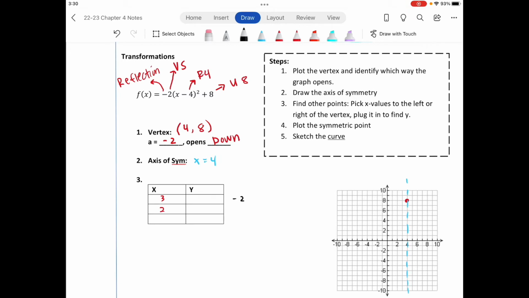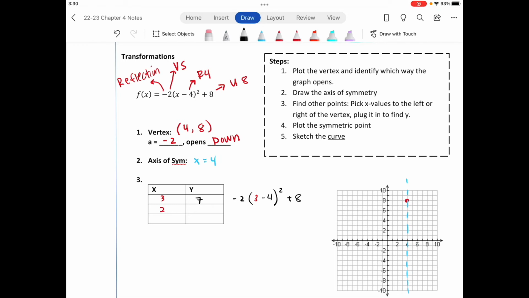Next, we're going to plug these into our original equation. So we have negative 2 times x, which is now 3. Then the equation said we're going to subtract 4 and square it and add 8. Going through order of operations or plugging it into our calculator, we're going to end up getting an output, or a y value, of 7.